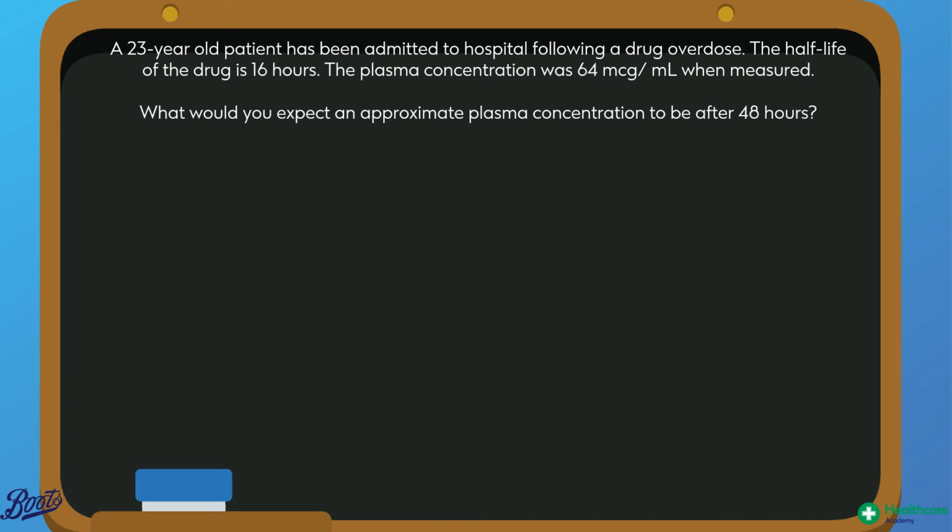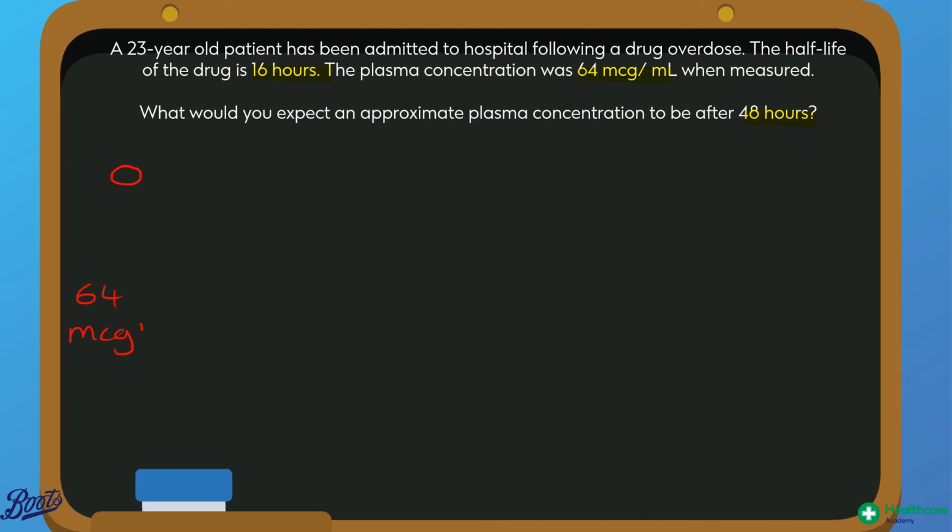So let's start off by highlighting the half-life, which is 16 hours, and the plasma concentration of 64 micrograms per milliliters. From the question, we're going to highlight the approximate plasma concentration after 48 hours. So following the same principles that we applied to our previous question, we know that we are going to need to work in multiples of 16 to get to 48 hours, and we're going to have to half our plasma concentration each time. So at time 0, we start off with 64 micrograms per milliliters.